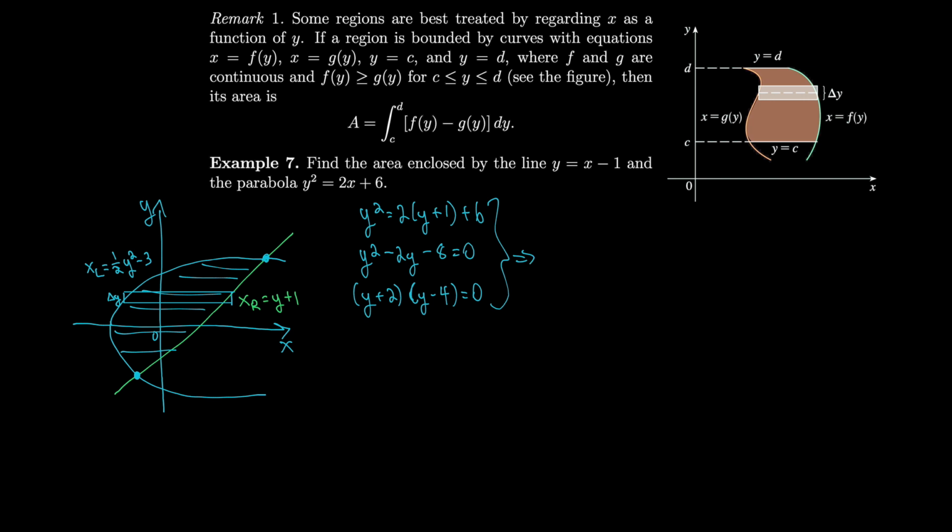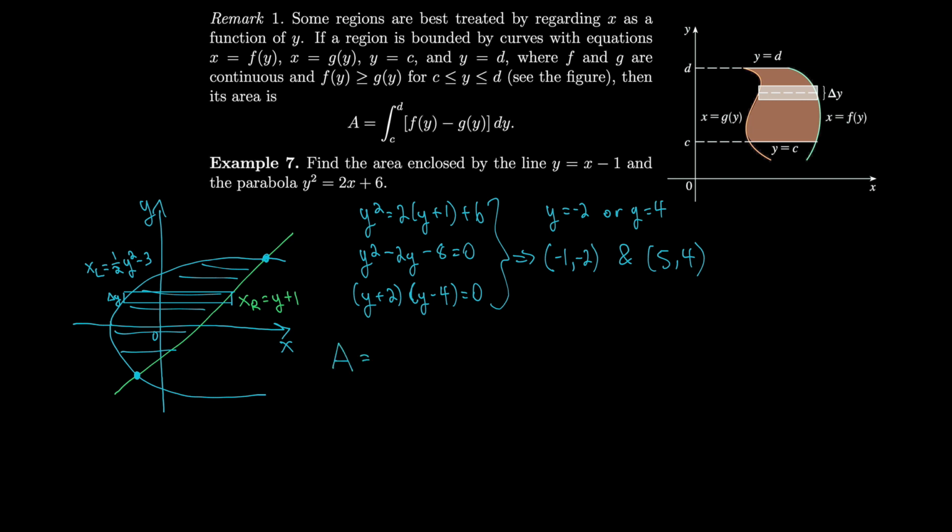That implies that y is equal to minus 2 or 4, which means if we go back in and figure out what x is, we plug in minus 2, we add 1, we get that x is minus 1 at minus 2, and we get that x is 5 at 4. So now we have our points of intersection, so now we know our limits.